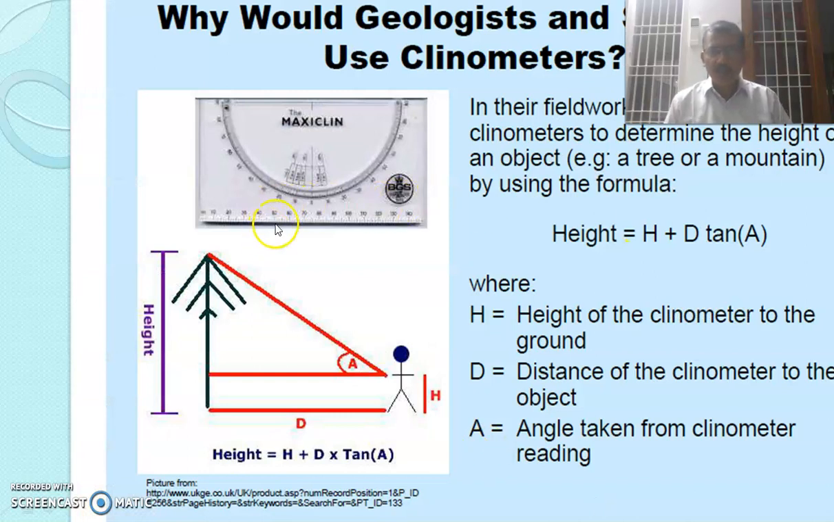Geologists and surveyors use the clinometer with a formula. H is the height of the clinometer from the ground, D is the distance of the clinometer to the object, and A is the angle taken from the clinometer reading. So H plus D into tan A will be the height of the building. The clinometer is used to measure the angle using that spirit level.